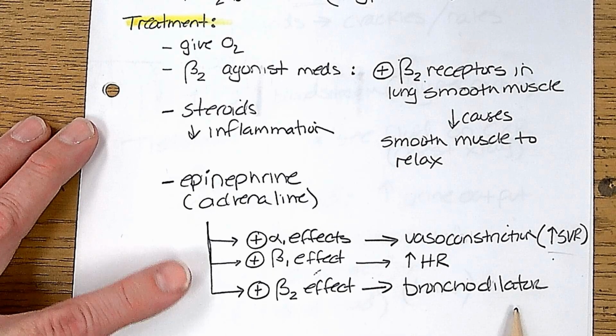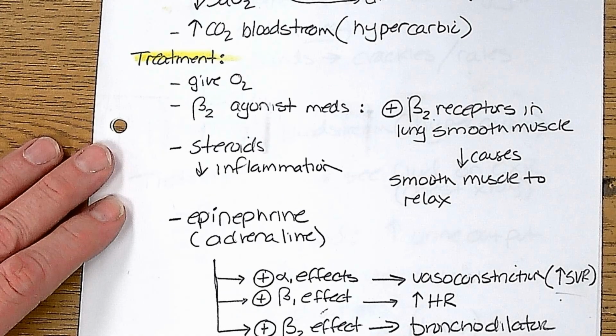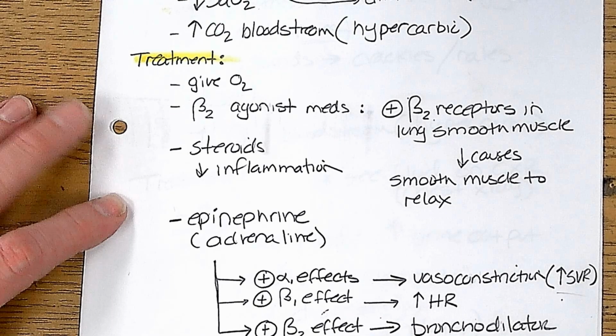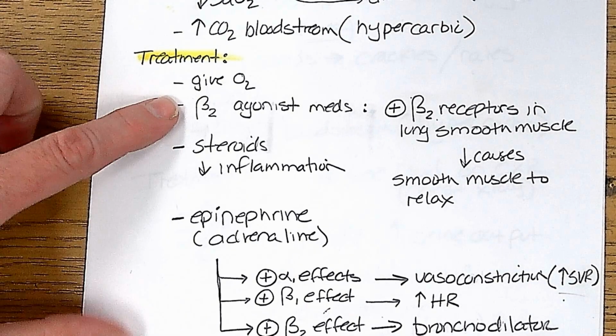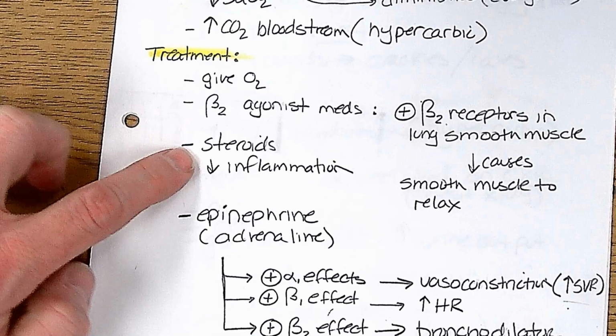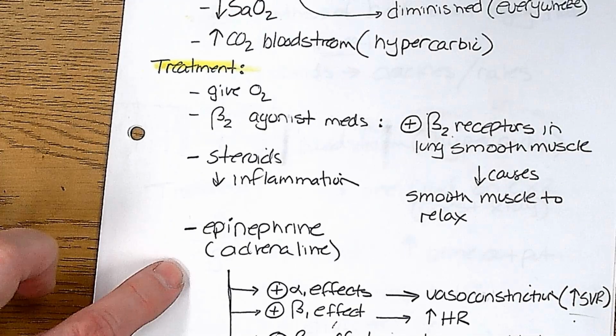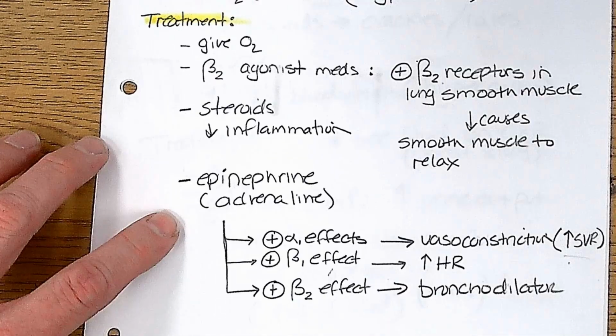Okay? So to summarize, the treatment for severe bronchoconstriction is give oxygen, give beta-2 agonistic meds, give steroids, and give epinephrine if it's truly, truly life-threatening.